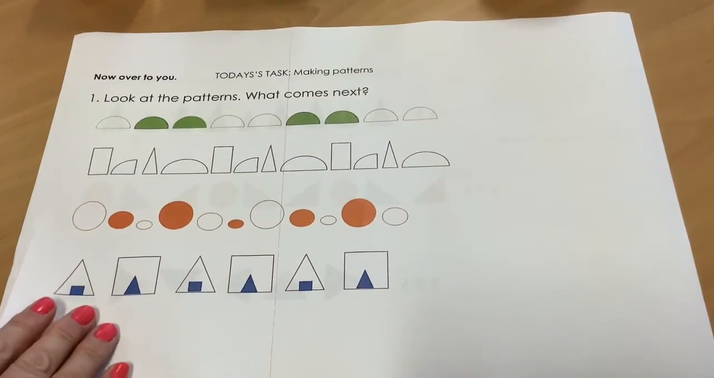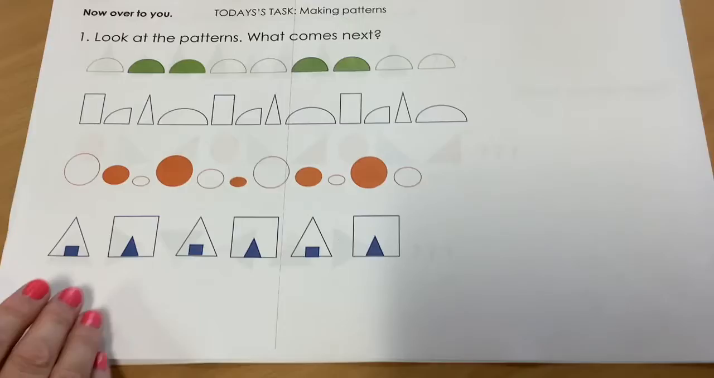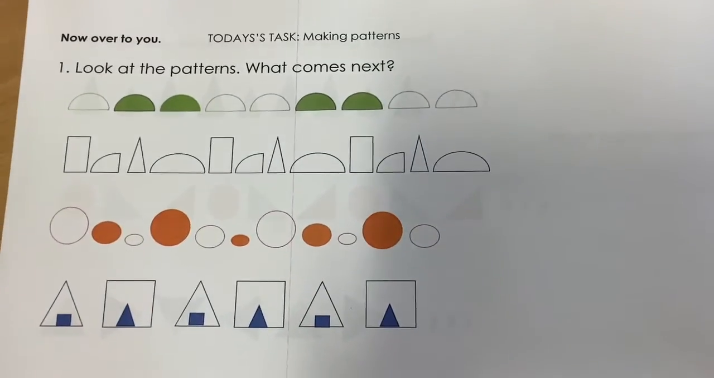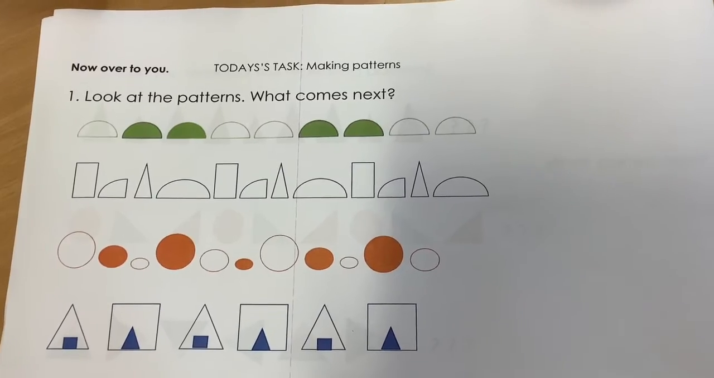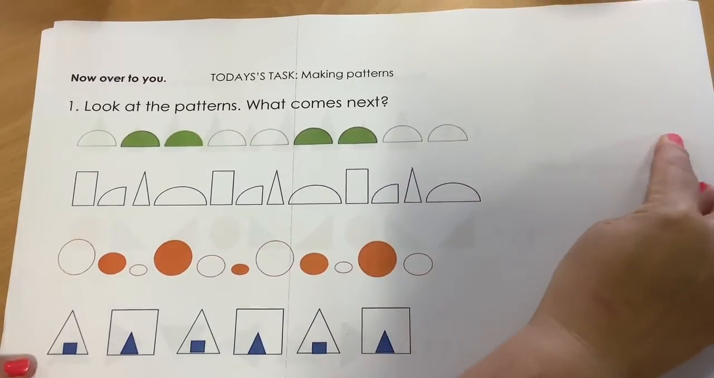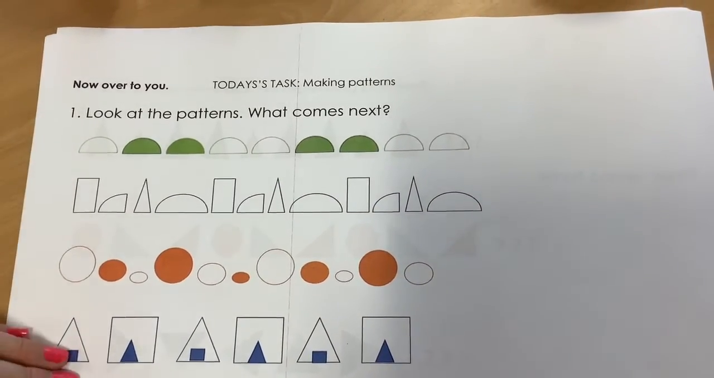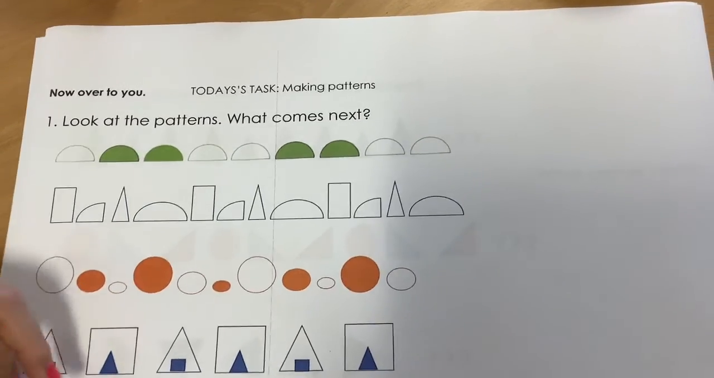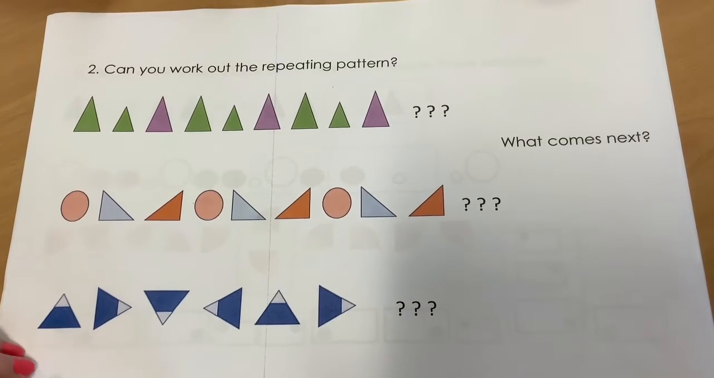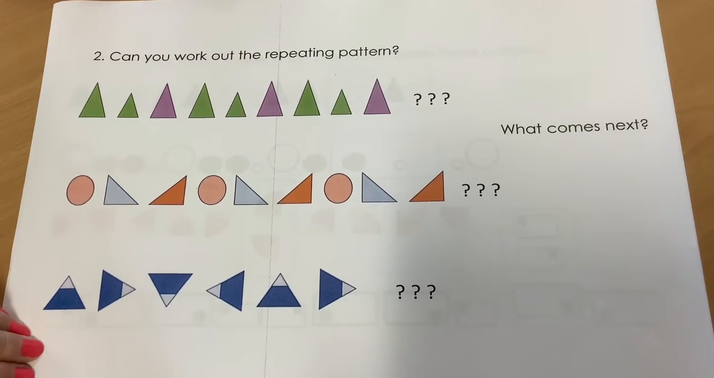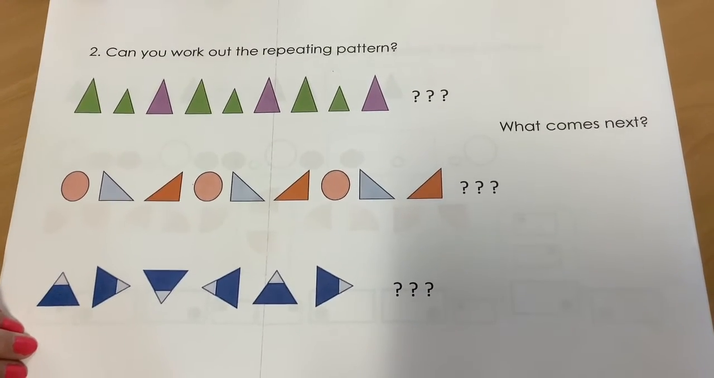So today's activity, we've got lots of different patterns. On this page, I'd like you to look at the patterns, work out what the repeating units are, and then continue the pattern on. Again, work out what the repeating pattern is and work out what comes next. Getting slightly more complicated.